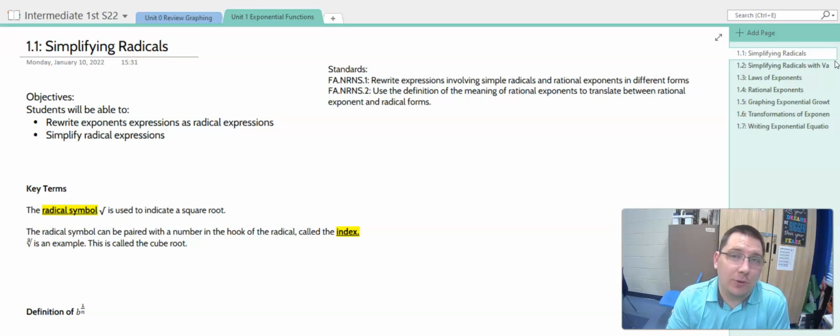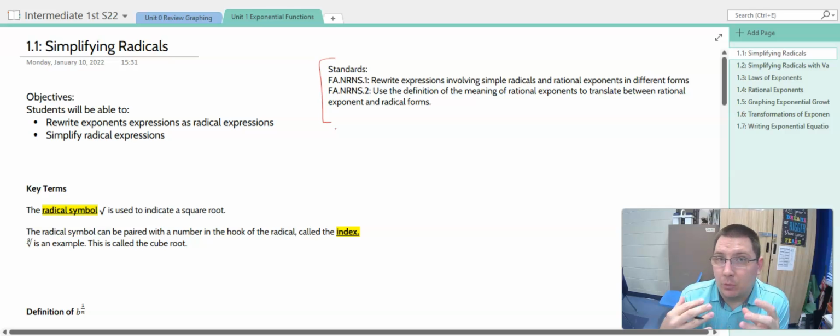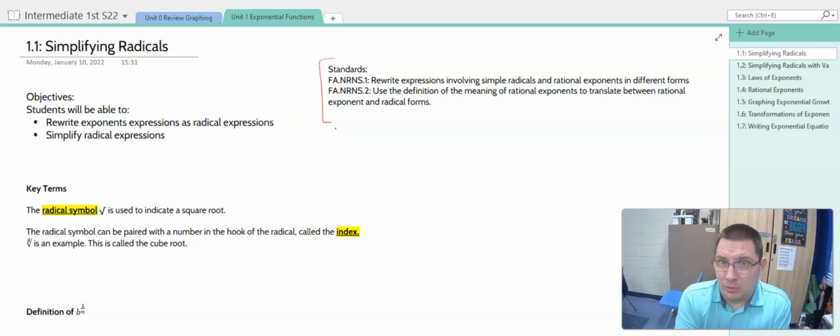And so the objectives for this lesson are two. Number one, we want to be able to rewrite exponent expressions, or exponential expressions, as radical expressions. And number two, we want to be able to simplify radical expressions. And that stems from these two standards from Foundations in Algebra, but we're going to continue this as we go through this unit and talk about how it relates to our standards for intermediate algebra.